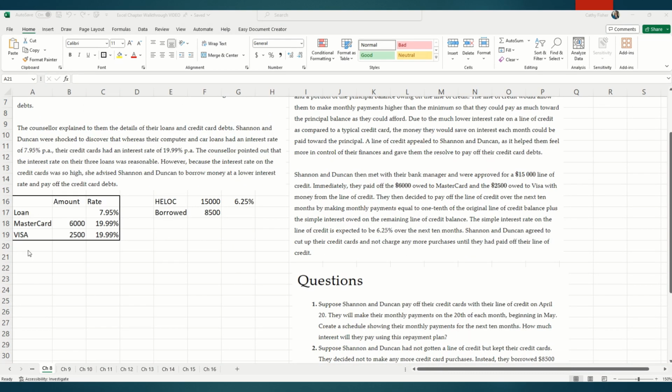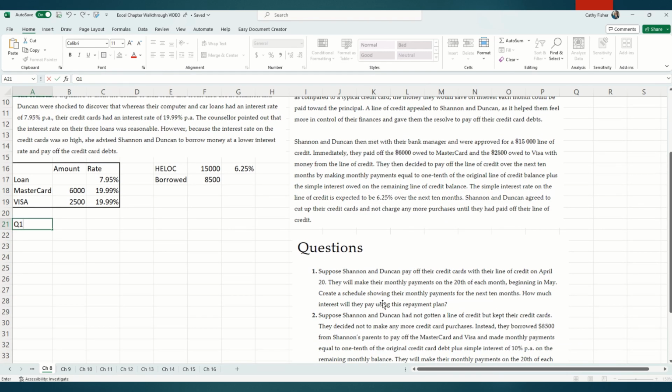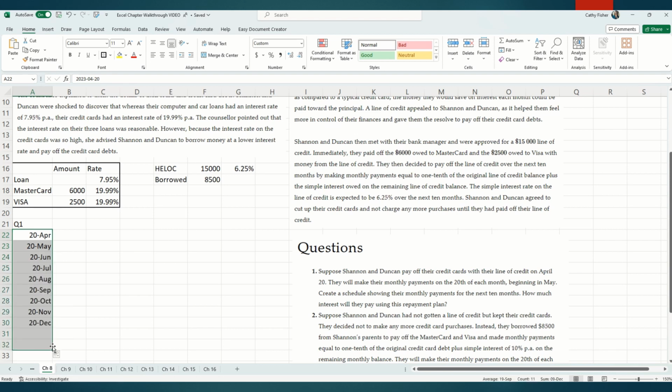In question 1, and I'm just going to put question 1 down here just so that it sets it up. So question 1 says, suppose Shannon and Duncan pay off their credit cards with their line of credit on April 20th. Okay, so April 20th is when they're going to have an outstanding principal. They're going to make payments beginning in May, so the 20th of May. And then they will make payments for the next 10 months. So let's do 10 months worth of payments. So we'll go to February.